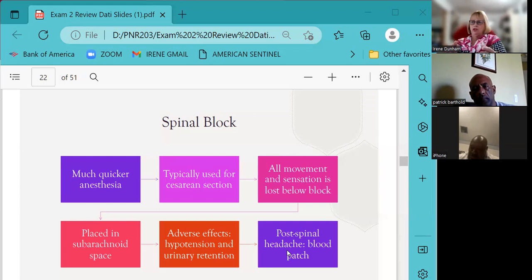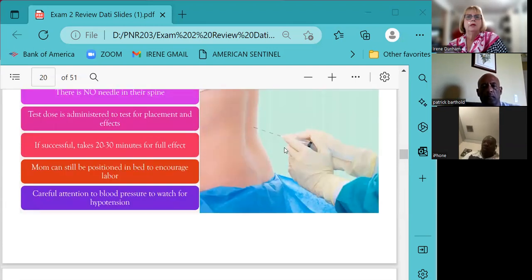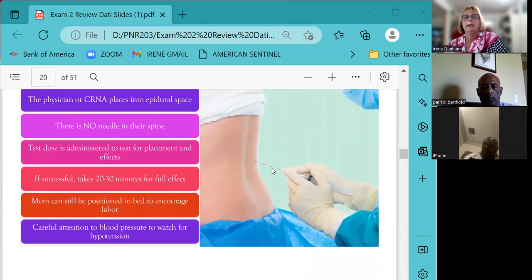Now, let me tell you what a blood patch is. Going back to this picture to help, we've got the spinal needle in, and he's doing a spinal. The patient moved a little bit, and you had a little leakage of spinal fluid. And so what happens is that little leakage of spinal fluid causes a headache.